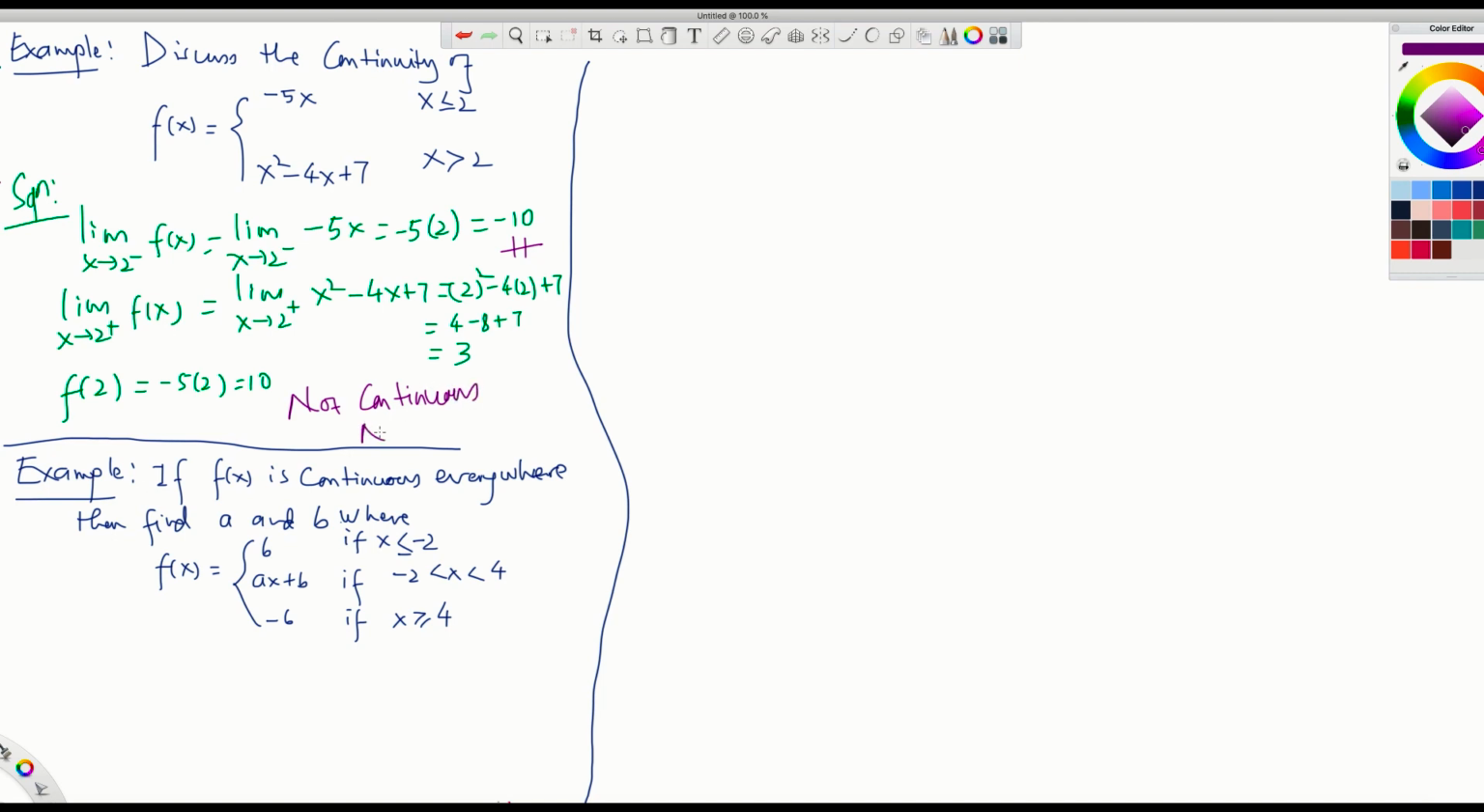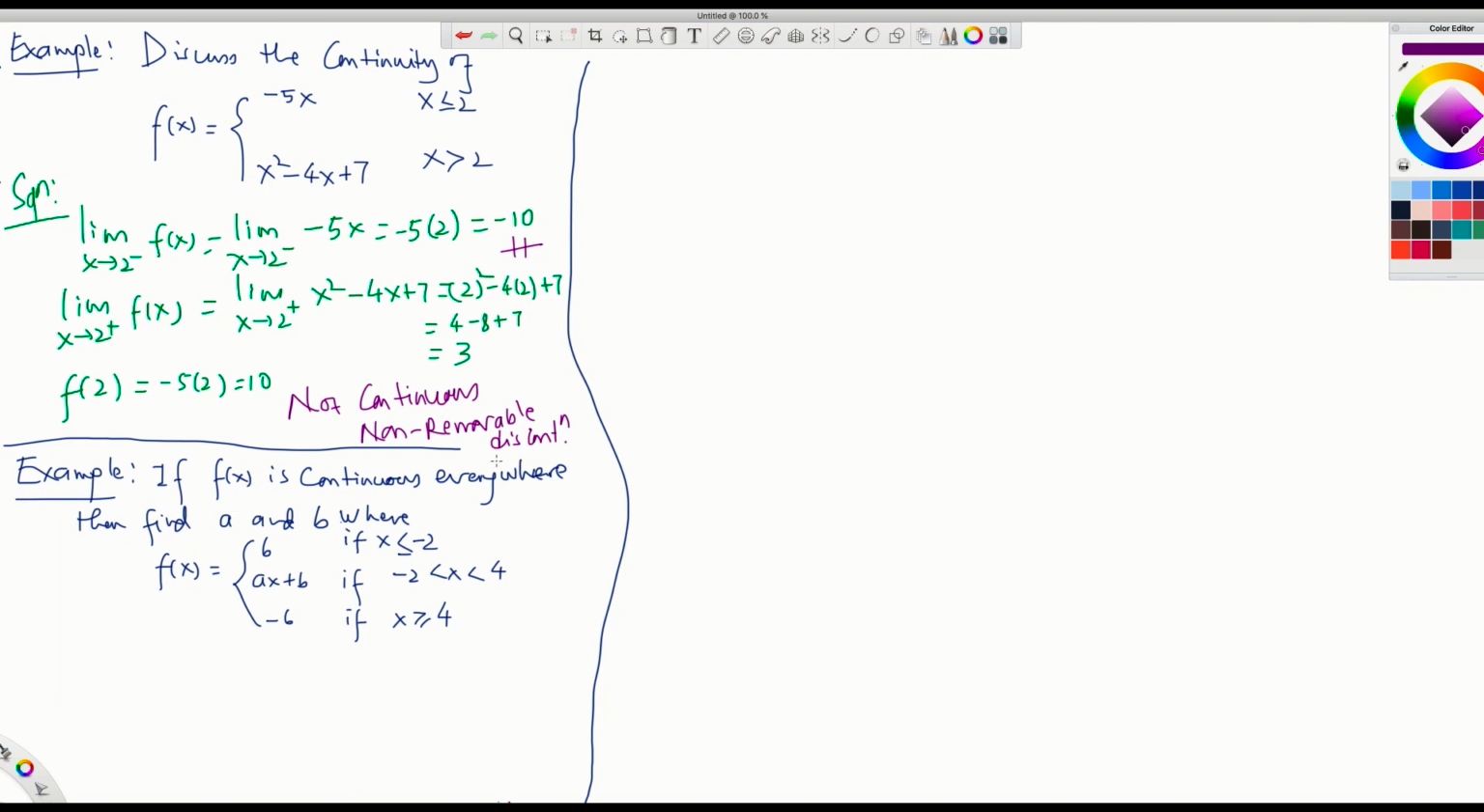I would say non-removable discontinuity. So if the function is not continuous, then you may want to decide whether it is a removable discontinuity or a non-removable discontinuity. All right, let us do this example.